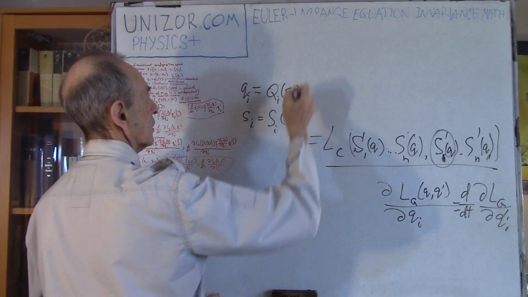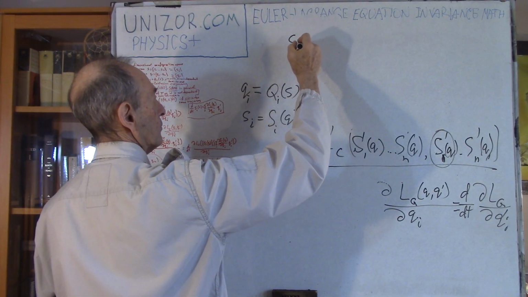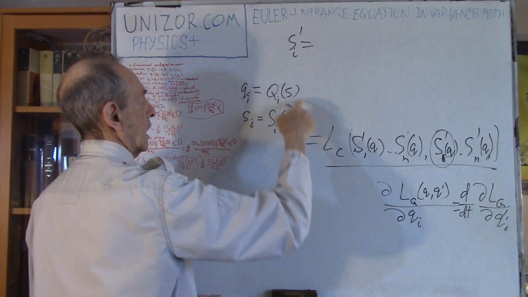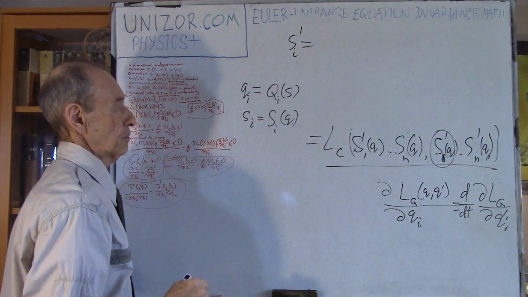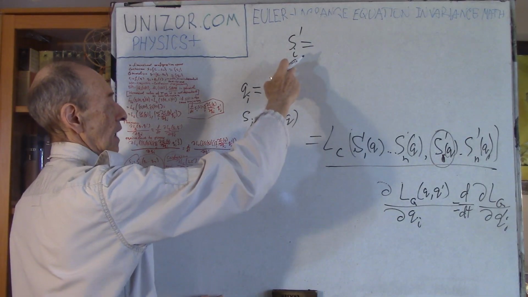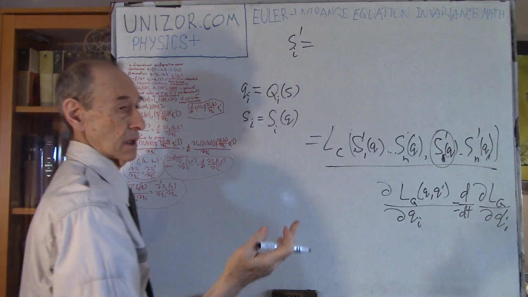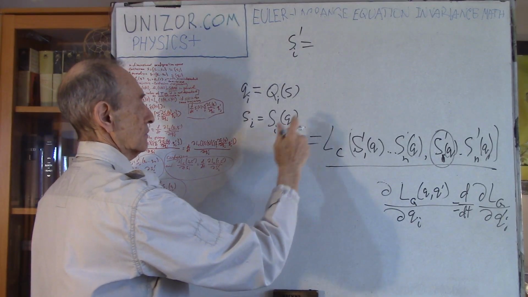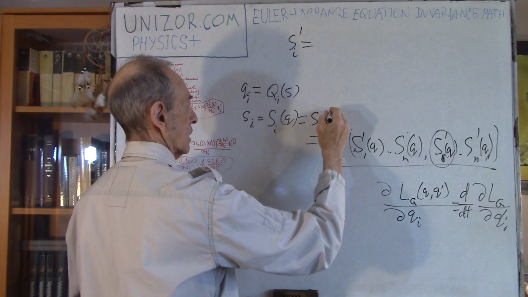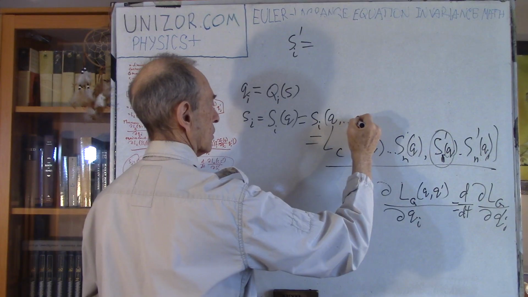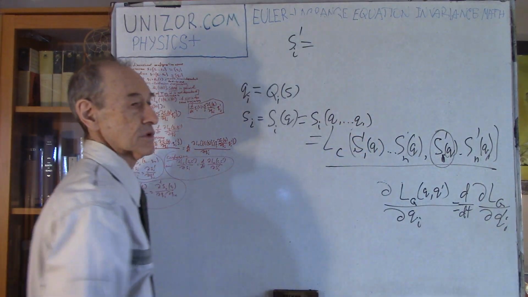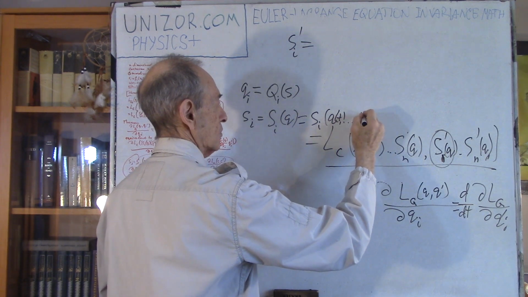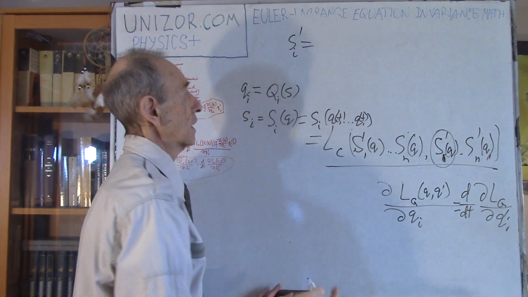Well, from here you can see that S_i prime is equal to, basically, the derivative by time. Well, this is a function of many arguments, right? Q1, etc., Qn. Whenever there is a function of many arguments, each one is a function of time, and I have to differentiate by time.